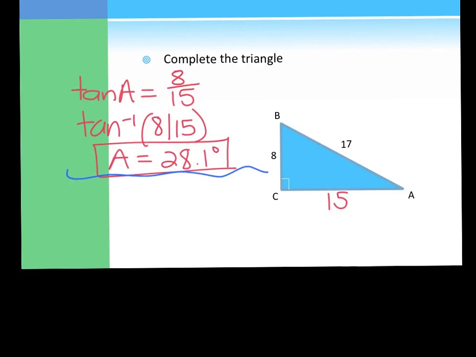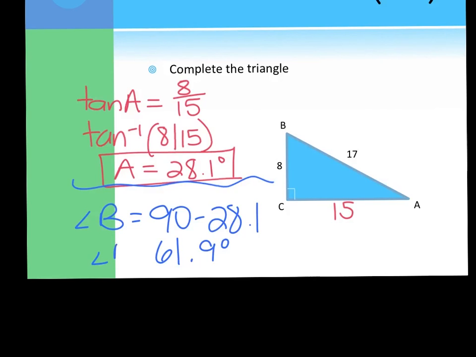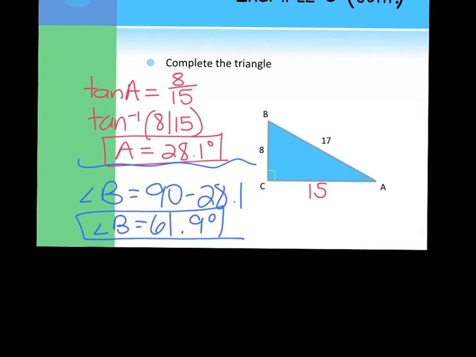All right, so now how do I find B? I'll give you a hint, there's 2 ways. I can subtract. All I have to do is, I know all of them have to add up to 180. I know the 2 acute ones have to add up to 90. So I can find angle B by just doing 90 minus 28.1. 61.9 degrees. Now what's another way to do it, and probably your best bet to do both if you've got extra time?